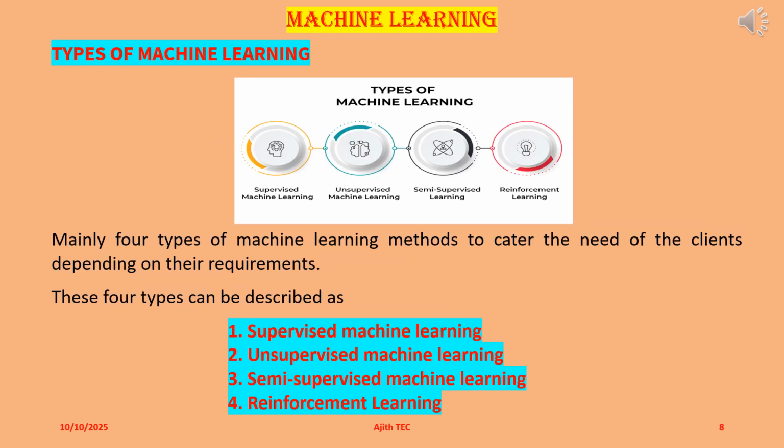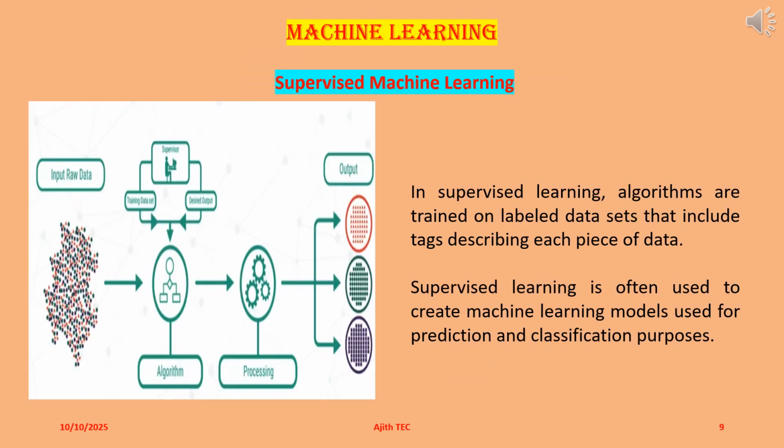Types of machine learning. There are mainly 4 types of machine learning methods to cater to the needs of clients depending on their requirements. These 4 types can be described as 1. Supervised machine learning. 2. Unsupervised machine learning. 3. Semi-supervised machine learning. 4. Reinforcement learning. Supervised machine learning. In supervised learning, algorithms are trained on labeled datasets that include tags describing each piece of data. Supervised learning is often used to create machine learning models used for prediction and classification purposes.